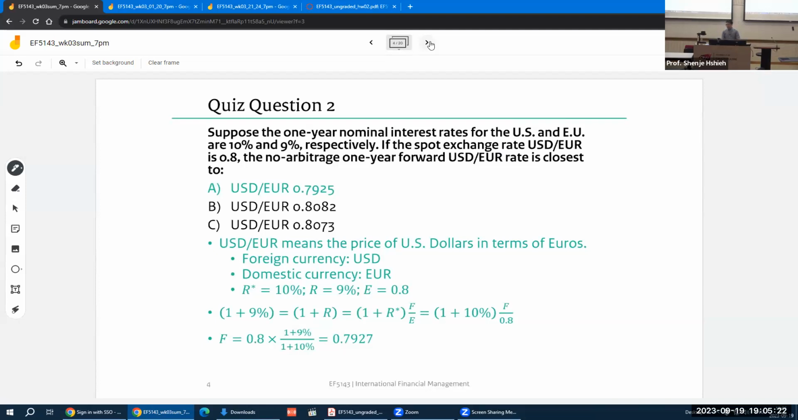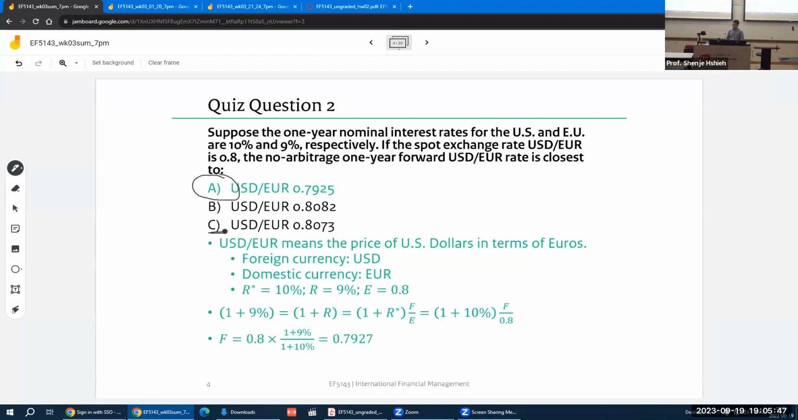Okay, question two. This is where most of you got confused. A little bit less than half of you chose A, which is the correct answer, and I'll show you why it's A. And I think the majority of you chose C. I believe the reason why you chose C is because you got the foreign interest rate and the domestic interest rate flipped, okay? So how do you approach this question?